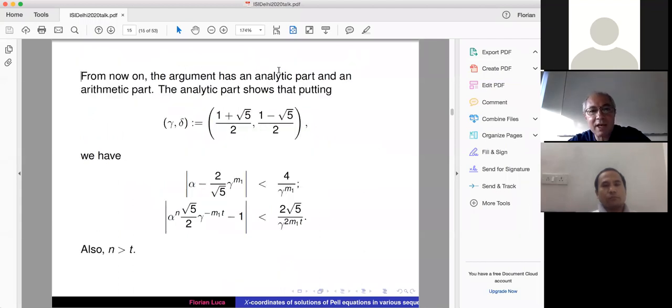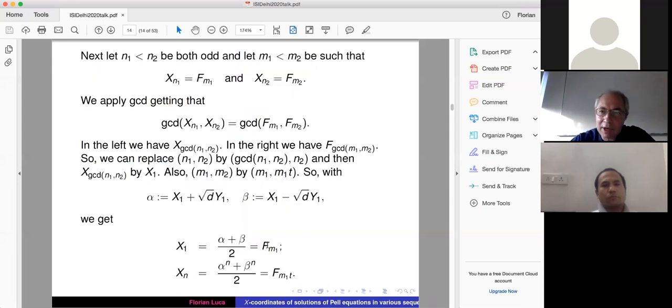And from now on, the argument has an analytic part and an arithmetic part. For the analytic part, write the Fibonacci numbers with their Binet formulas, which is a linear combination of the golden section to the power m1 and the reciprocal of the golden section to the power m1, both here and there, and take the difference between the leading terms on both sides. So the leading term here is alpha over 2, because beta is subunitary, it's like 1 over alpha. And the leading term there is going to be the golden section to the power m1 over root 5. So put the big terms on one side and put the small terms on the other side.